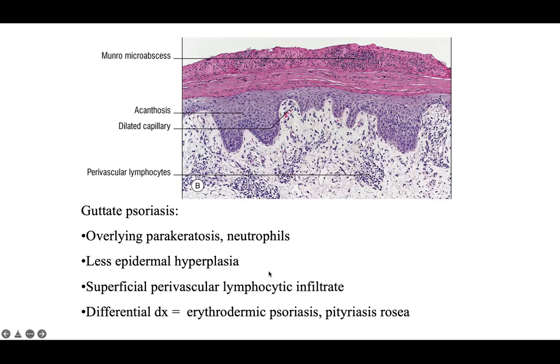Again, less epidermal hyperplasia, so don't be looking for pure psoriasiform hyperplasia, rather, in guttate psoriasis. Superficial perivascular lymphocytic infiltrate is nonspecific, but that's what you see. And the differential diagnosis is going to include things like erythrodermic psoriasis and Pityriasis Rosea, as I mentioned.